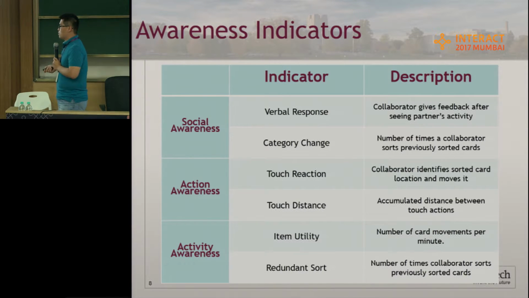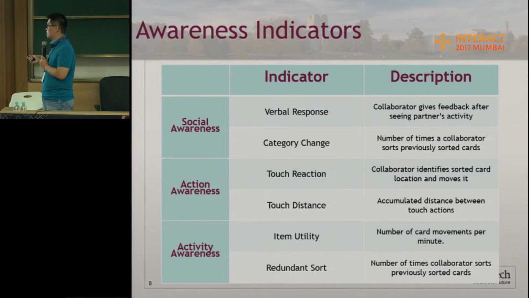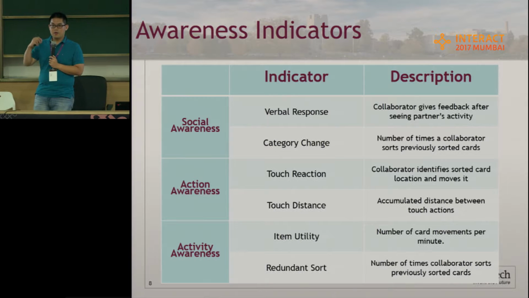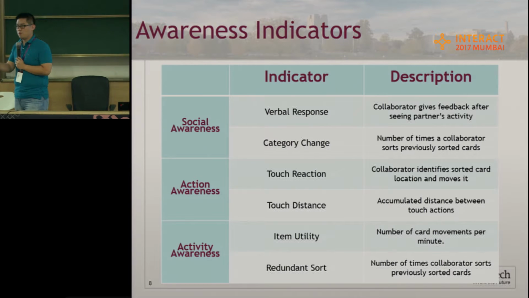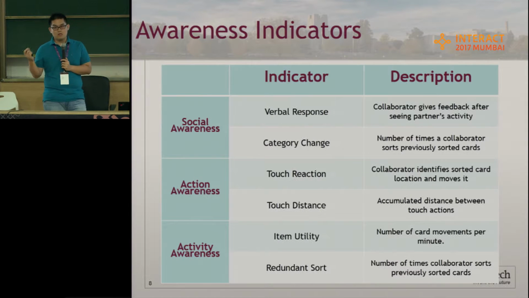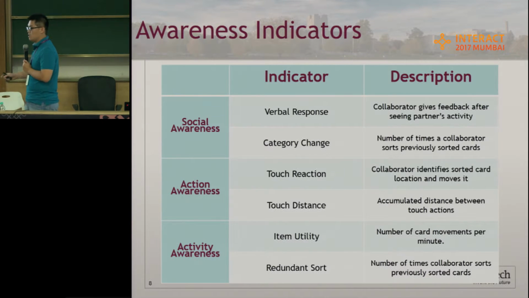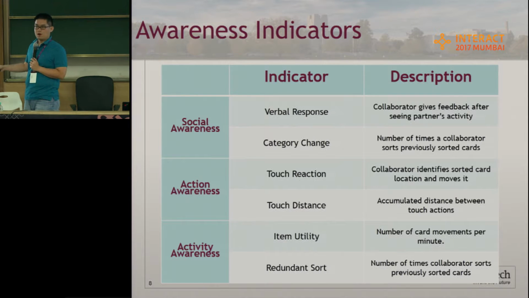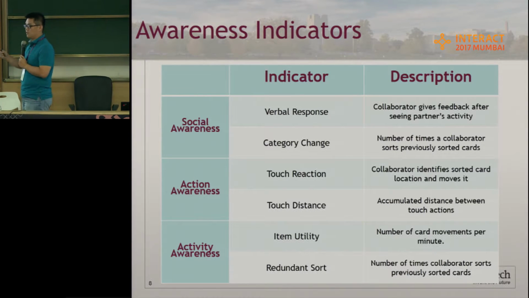For action awareness, we use the touch reaction and touch distance. The touch reaction is when the collaborator identifies the sorted card's location and moves. So when you sort it, I quickly recognize it and touch the same card, maybe move it to the table, archive it, giving a touch reaction. The touch distance is more related to the interruption of the notifications. It's the accumulated distance between touch actions. When you see the notification, you move your hand to it. Since our tabletop is a large space, you move your point of focus on the display, so we calculate the accumulated distance of this movement.